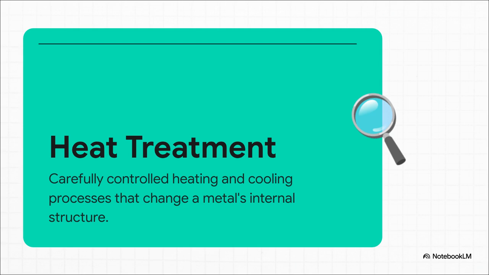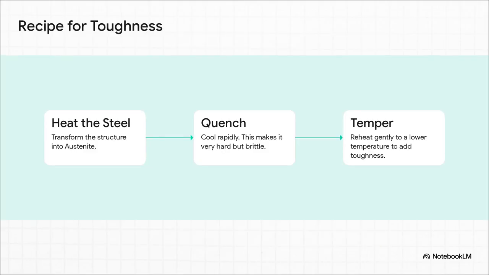And we're not just talking about sticking it in a fire. This is a super precise, carefully controlled process of heating and cooling. The whole goal is to force that internal crystal structure to rearrange itself and, in doing so, completely change the metal's properties. Take tempering, for example. It's a classic recipe for making steel tough, like for a sword or a high-quality tool.